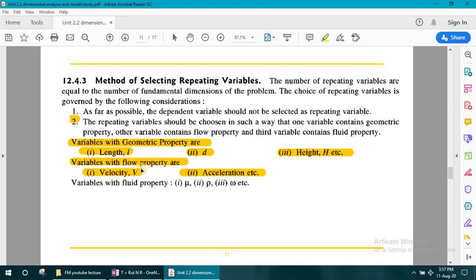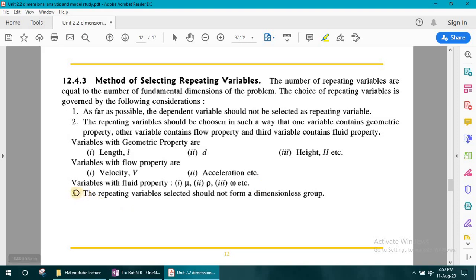Suppose you have taken length first, velocity second, and the third one should be a fluid property. Fluid property means either the viscosity of the fluid, the density of the fluid, or omega of the fluid. Out of these three, whatever is given to you, you can select as a fluid property.